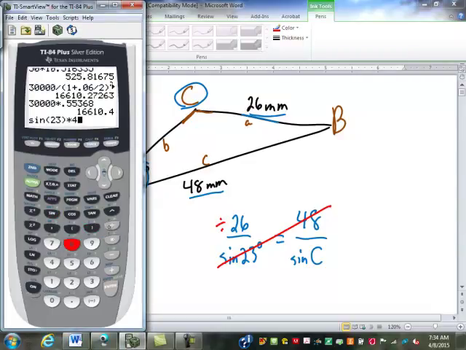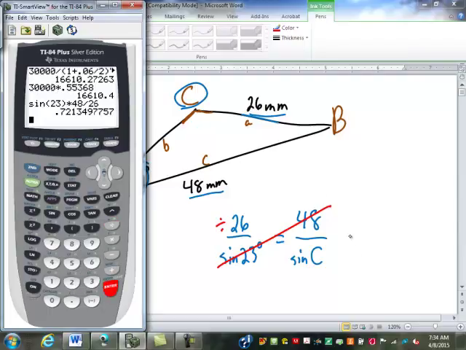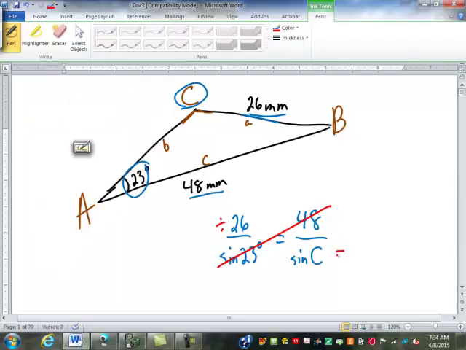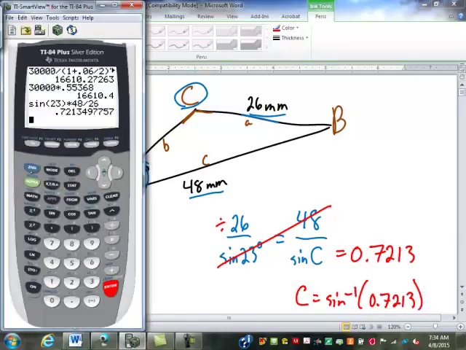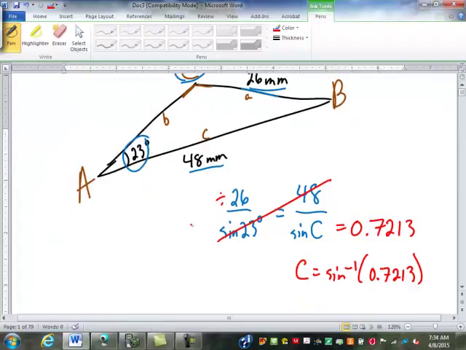Sounds about right. But now, yeah, so 0.7213. But that's the sine of the angle, not the angle. So we have to do an inverse sine. Second sine, second answer. Yep, 46.17 degrees. You got it.